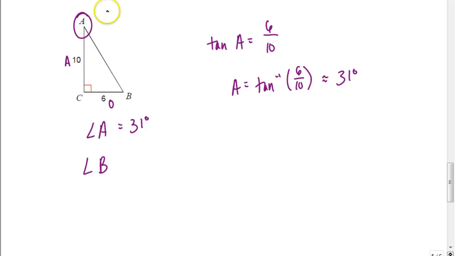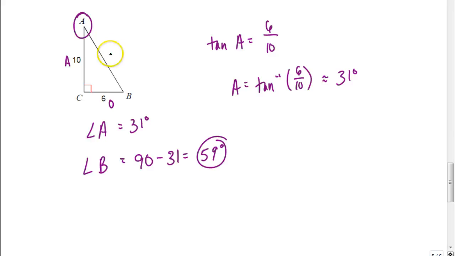So just like we did yesterday, or in the previous video, if I subtract 31 from 90 to get the measure of my other angle, I get 59 degrees as my answer for my other angle there.